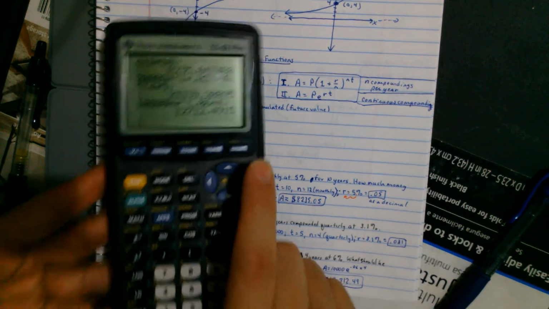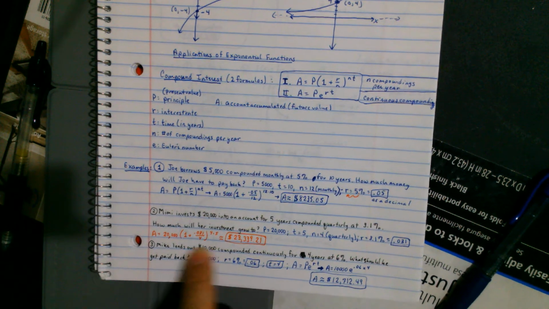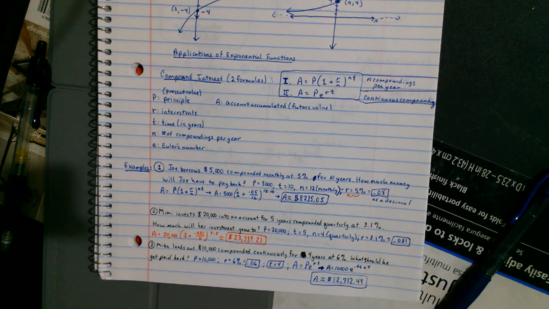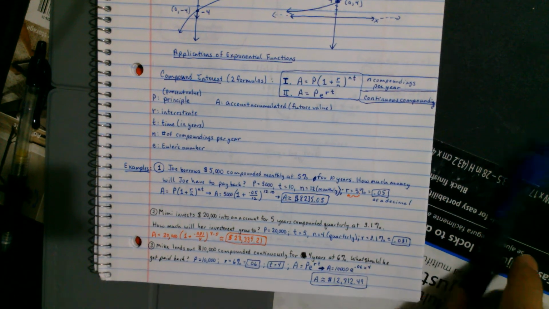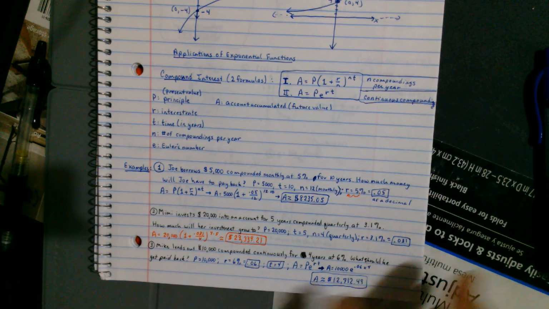Okay? And that would be compounded continuously. That's how much you have to pay back. But again, this guy borrowed 10,000 and pays back 12,000. So the interest companies get 2,000, almost $3,000 of interest.